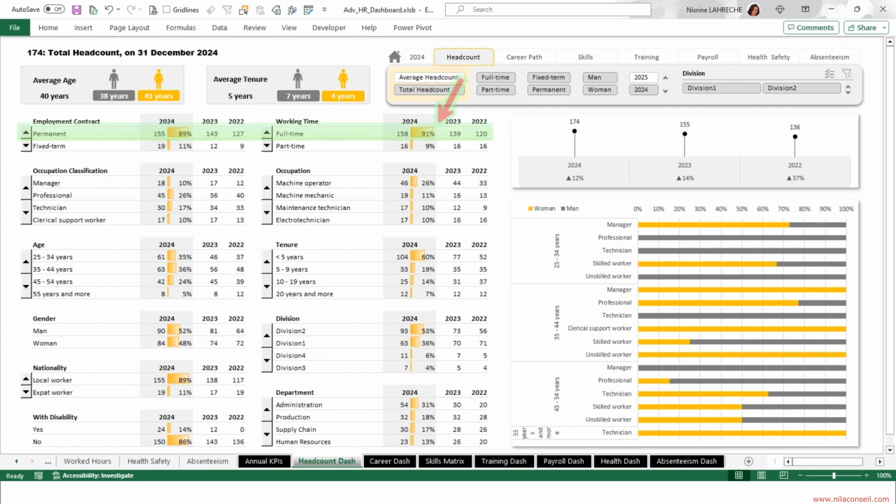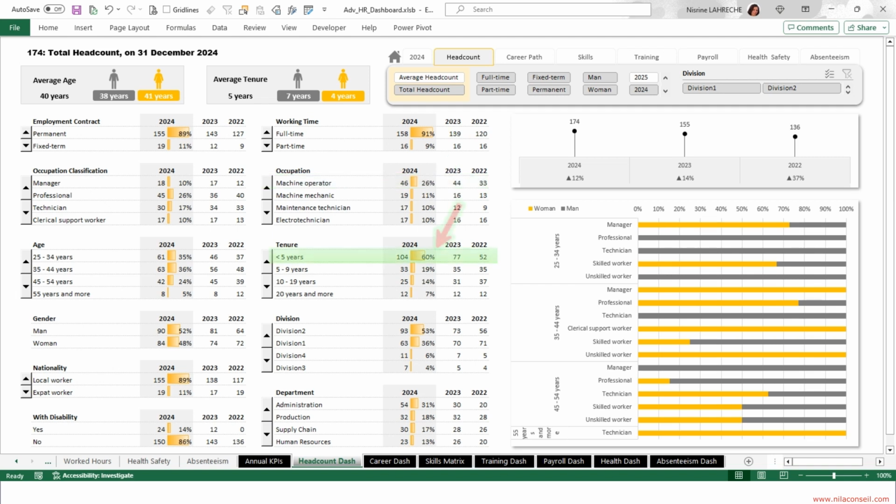The majority of employees are on full-time, permanent contracts. 10% of employees are managers. Most employees are aged between 35 and 44. 52% of employees are men. The company employs 19 expat workers, 2 more than last year. 24 employees have disabilities. Machine operators represent 26% of the company's total workforce.